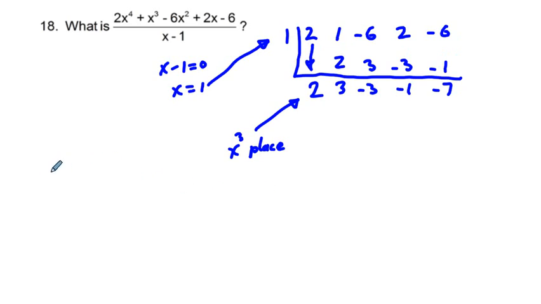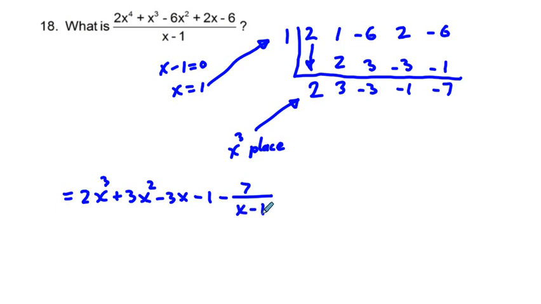So our answer here is going to be, I'm just going to write down below, we have 2x cubed, then plus 3x squared minus 3x minus 1, minus 7 over our divisor. And again, I'm looking for the shown work on this, definitely. And so that's going to be it.